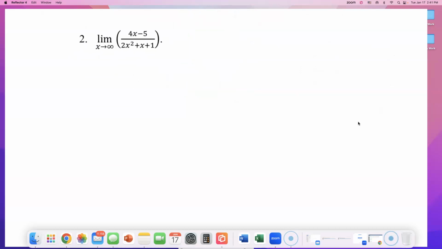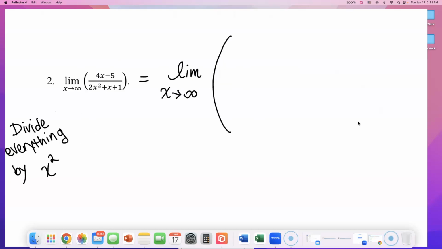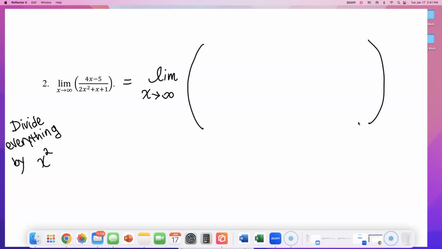This one. So I'm going to divide everything by what number? What term? x squared. Because that's the biggest exponent in the bottom of the fraction, in the denominator. So that's what? Limit as x approaches positive infinity of, I have to make it big. All right, the first term used to be 4x. I have to say 4x divided by x squared.